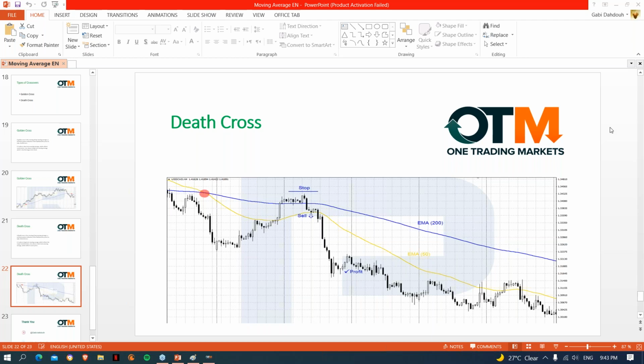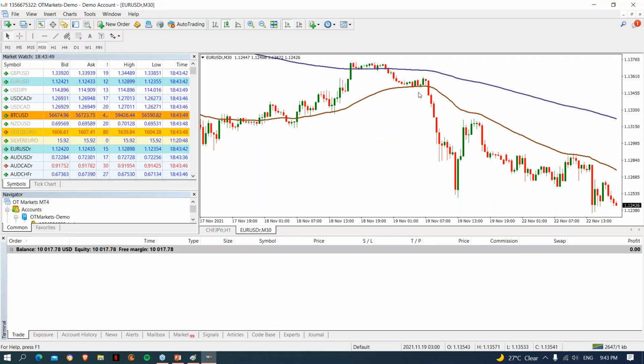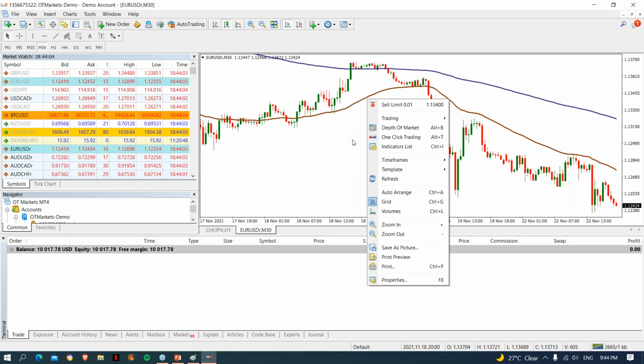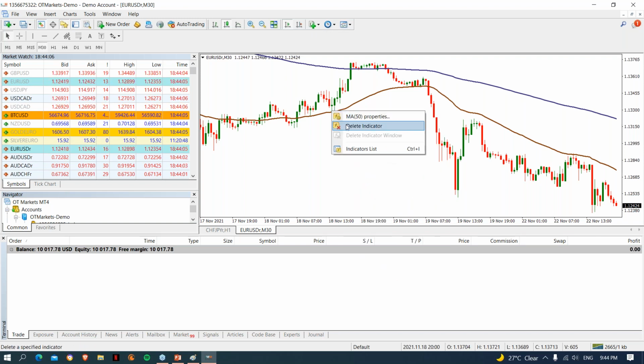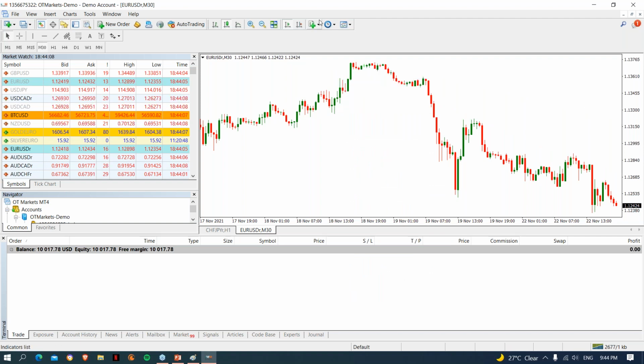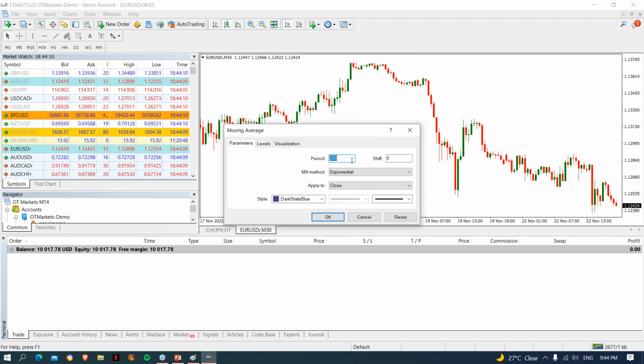30-minute chart. Okay, let's look here at a 30-minute chart. This is the 30-minute chart. So we can't use the 50 and 200 here because they're too long. We can basically use the 5 and 10, so the 5 exponential moving average and the 10 exponential moving average, or we can use the 10 and 20. For example, let's delete these. Here we go. Moving average, let's use the 10.